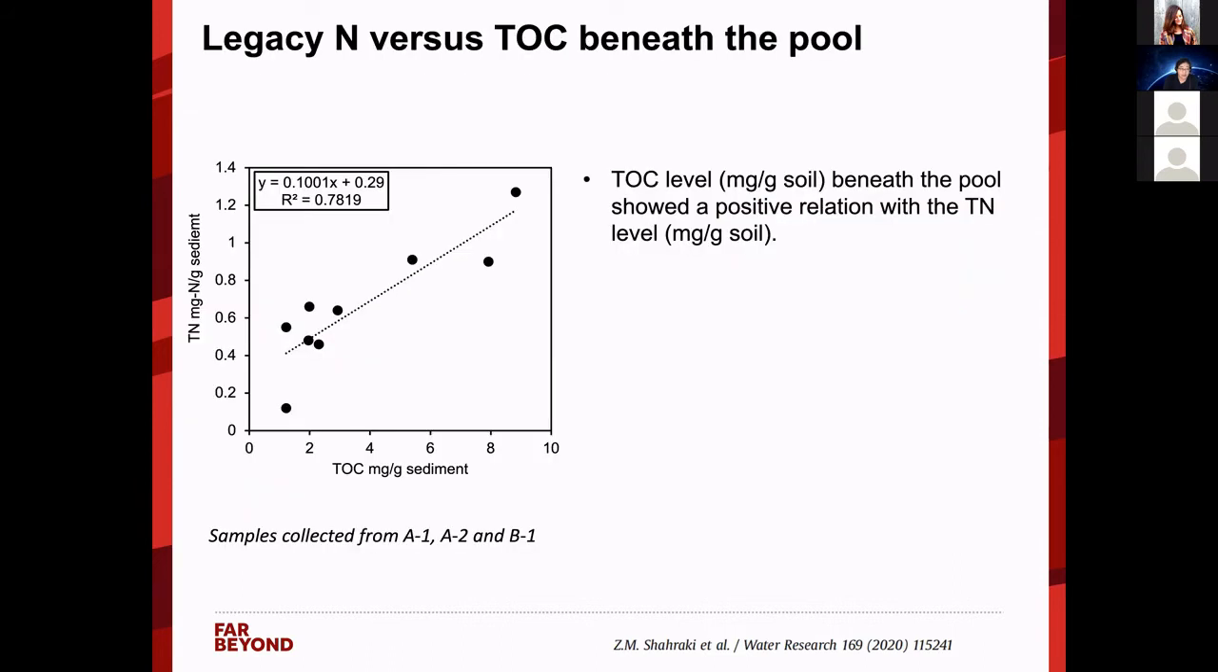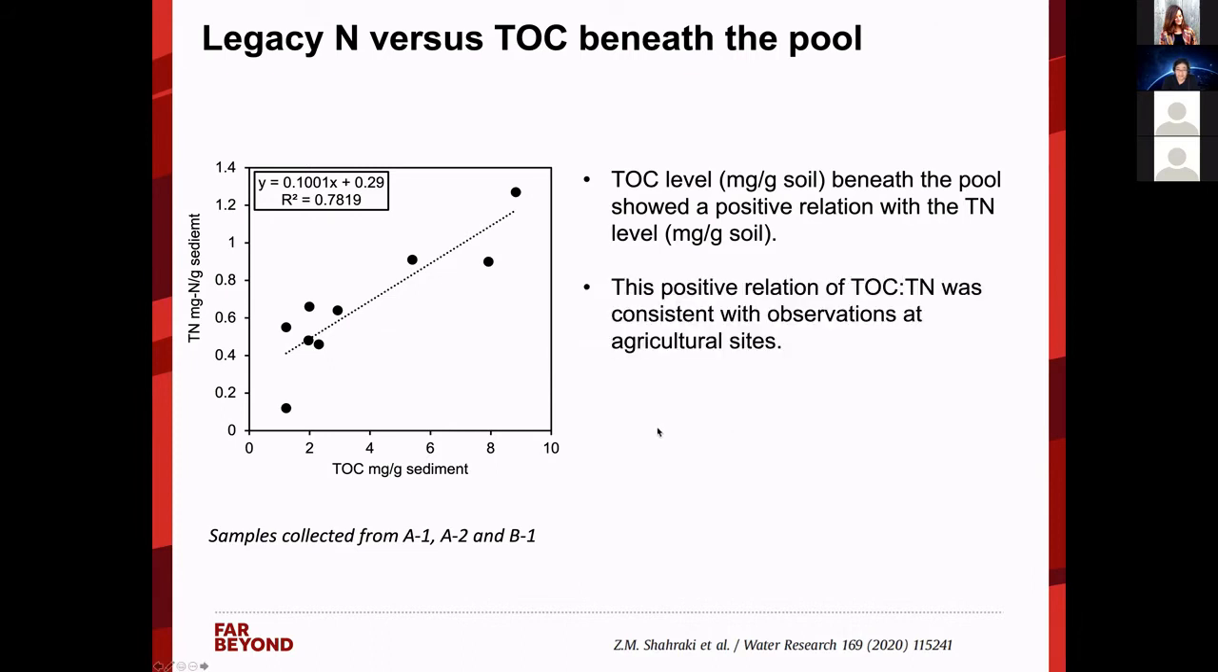In the summary table, I showed a column of the TOC, the total organic carbon concentration in the soil samples. We found the TOC levels present in the soil beneath the pool have a positive relation with the total nitrogen we observed in the soil matrix. These correlations between the TOC and TN have been observed in samples collected at different agricultural sites. And this TOC to TN level in this study can be the result of the presence of domestic wastewater in the environment, because this TOC to TN ratio fell into the same range of the domestic wastewater. Basically, the higher the total labile nitrogen we observed, the higher the TOC levels.